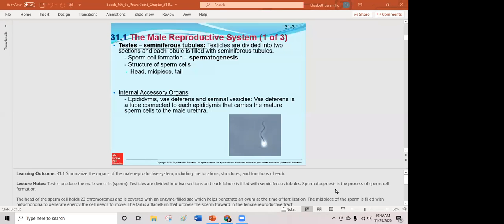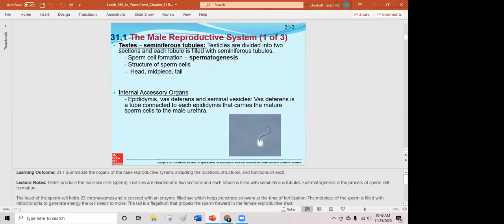So testes produce the male sex cells, which is sperm, right? Testicles, again, are divided into two sections. Each lobule is filled with the seminiferous tubules. Spermatogenesis is the process of sperm cell formation. So spermatogenesis is the forming of a sperm cell.